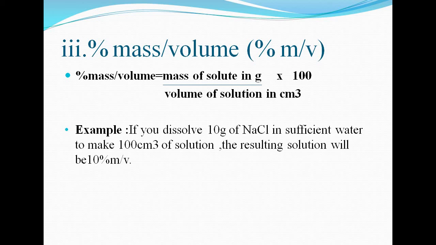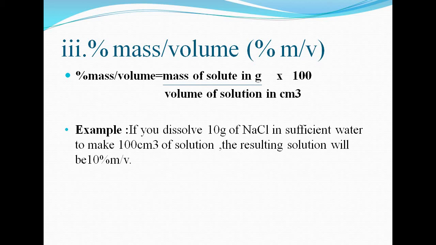So the next way to express the percentage of solution is percentage mass by volume, which is expressed by percentage m by v. What is meant by percentage m by v? It is the mass of solute in gram, and v means volume of solution in centimeter cube. So we have to take the mass of solute and the volume of solution. This is a different concentration unit. When you take the mass of solute in gram divided by the volume of solution in centimeter cube into 100, this would give the percentage mass by volume.